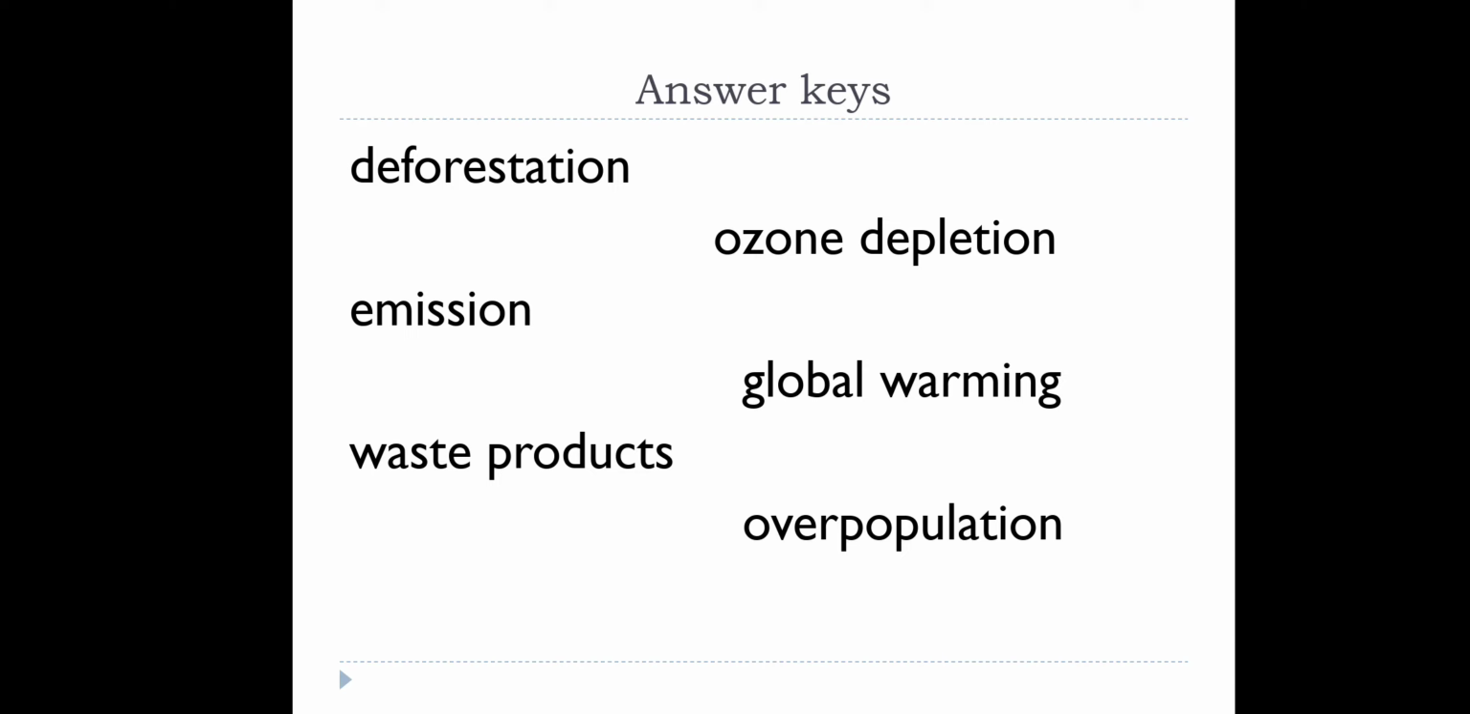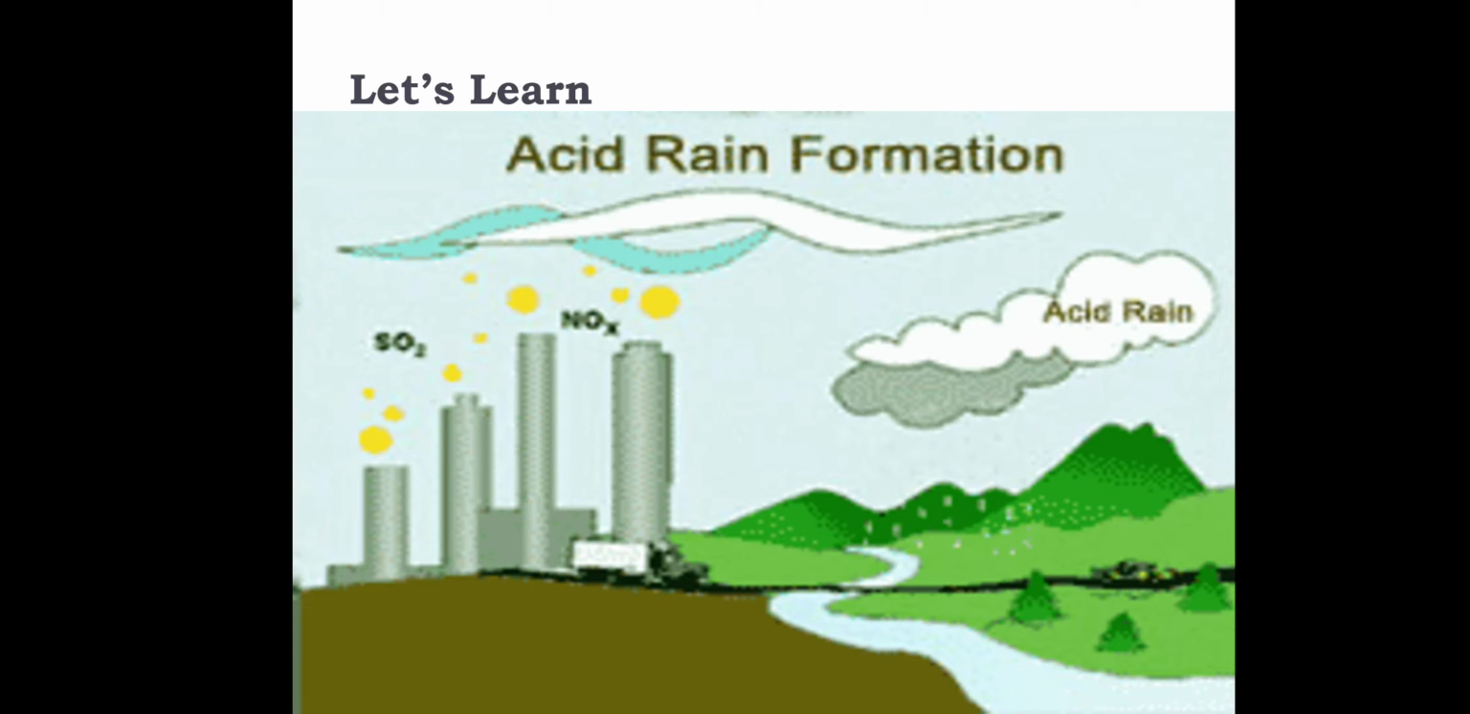Now, let's continue our lesson and go to another topic. Let's learn about the acid rain formation. Acid rain is any rainfall that has an acidity level beyond what is normal. Simply put, it is the rainwater that is more acidic than normal.